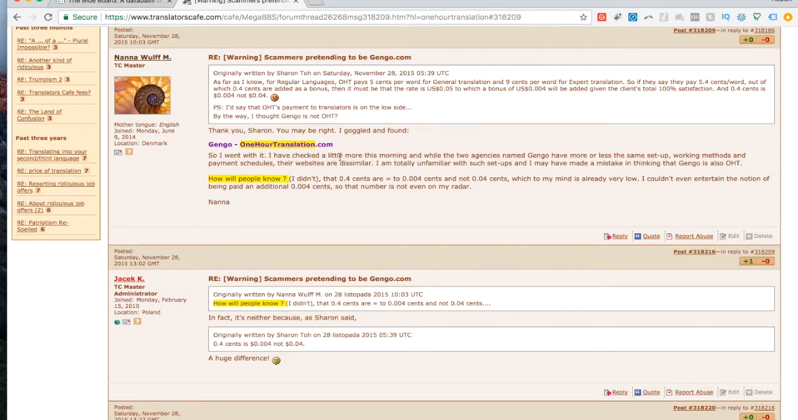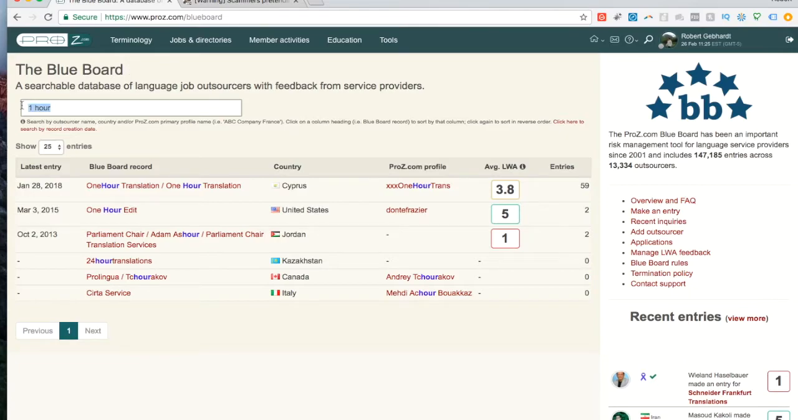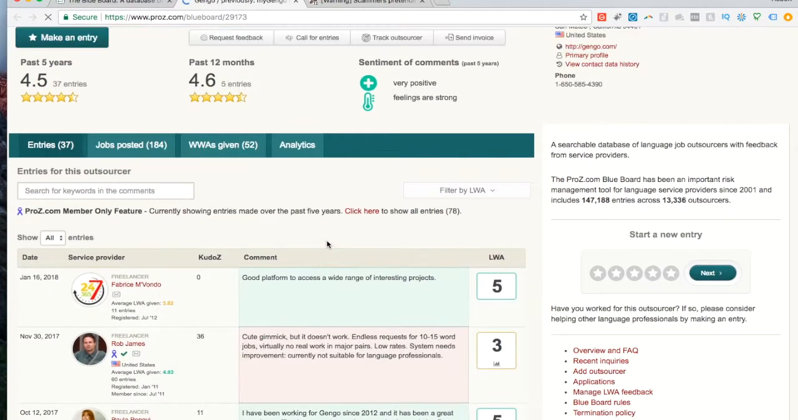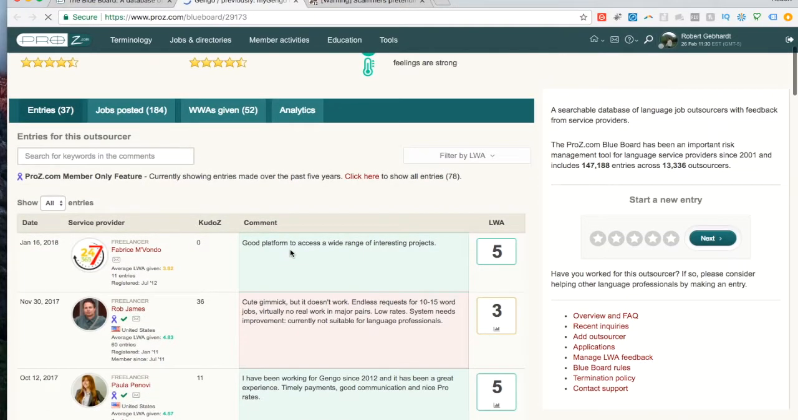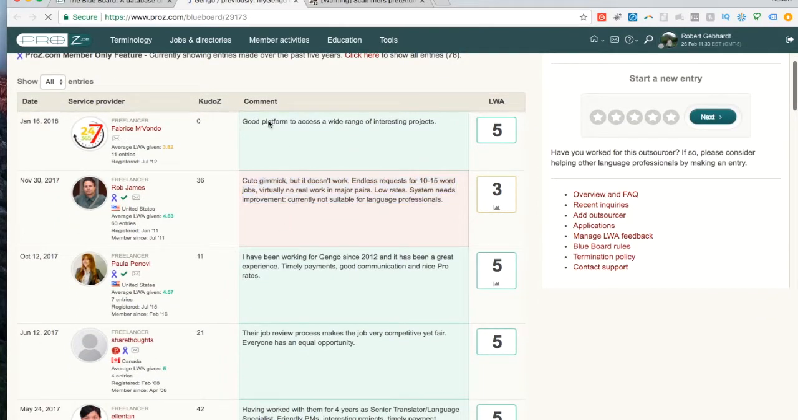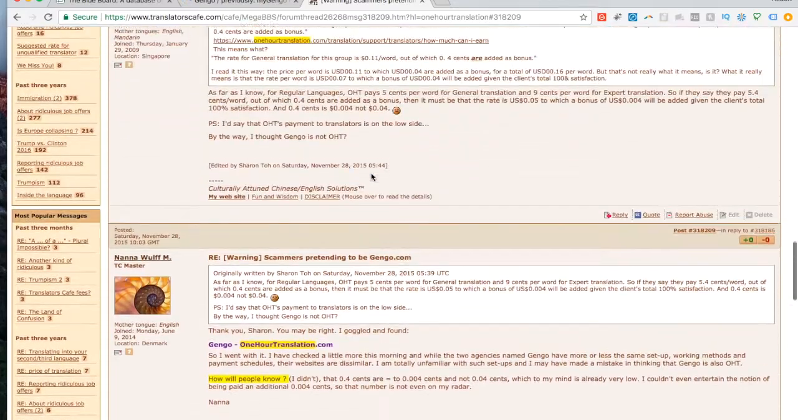"Genko1hourtranslation.com. I've checked a little more, and while the two agencies named Genko have more or less the same setup, working methods, and payment schedule, the websites are dissimilar. And I may have made a mistake thinking that Genko is also 1 hour translation." Well, they're not. They're different companies. I know that. And actually, there I would head back to here because, as I mentioned, Pros is usually very good at combining different websites, even when they try to come up with a separate name because their first name has a bad reputation. Pros.com is good at combining them. But here it shows it's a different company. Genko, yeah, I've heard of before, so I do know. And anyway, so there you go.